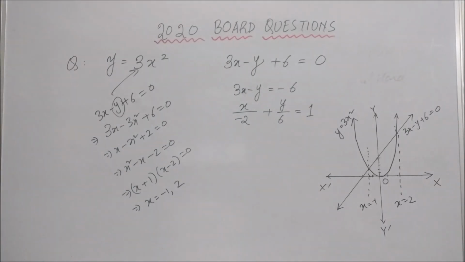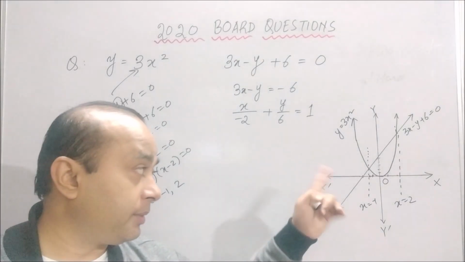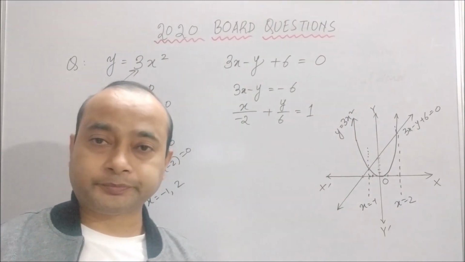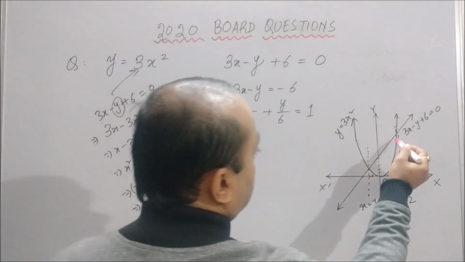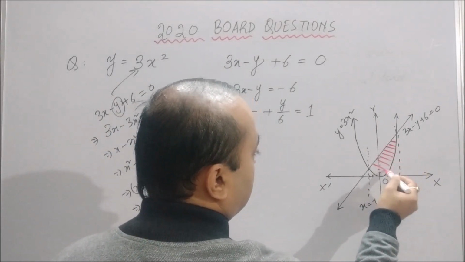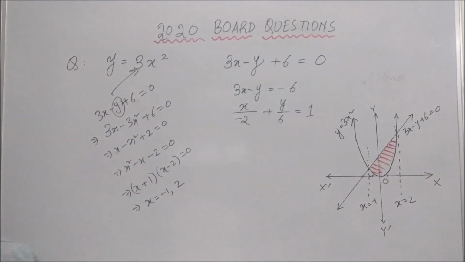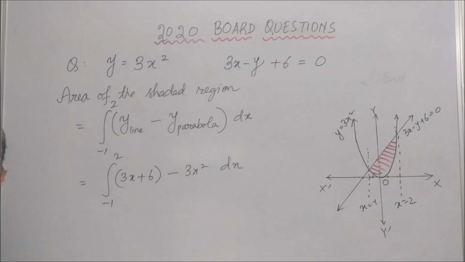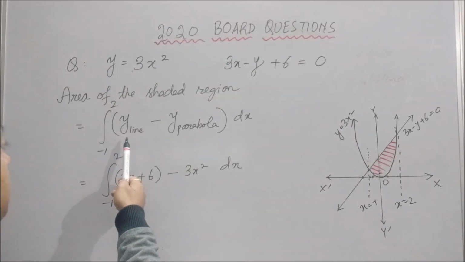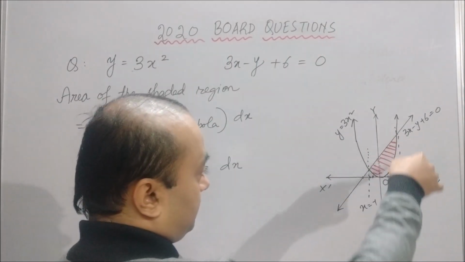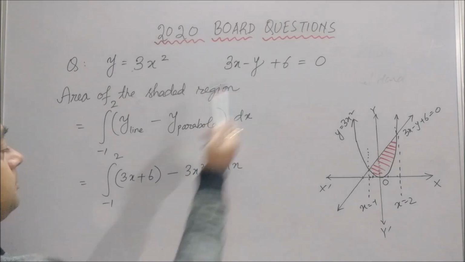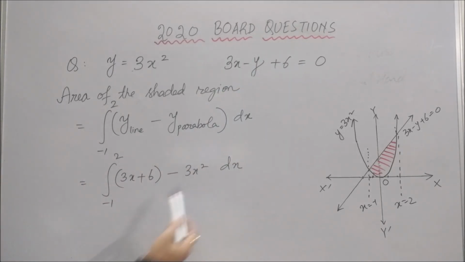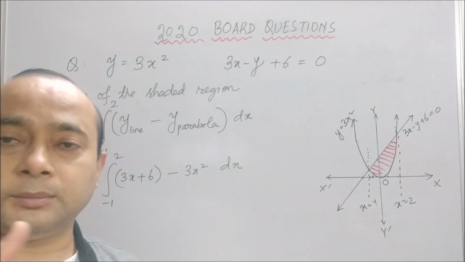So what we see, the curves that are involved here, whether it is the parabola or the straight line, are all in standard form. So the region that we have to consider is this region, included between the straight line and the parabola. So we need to apply the formula now. The formula is y line minus y parabola, because the line is at the upper, the parabola is at the bottom. So we write y of the line in terms of x, so 3x plus 6, and y of the parabola equal to 3x square. And this definite integration value you can definitely find out, and whatever comes, that is the required area of the region.